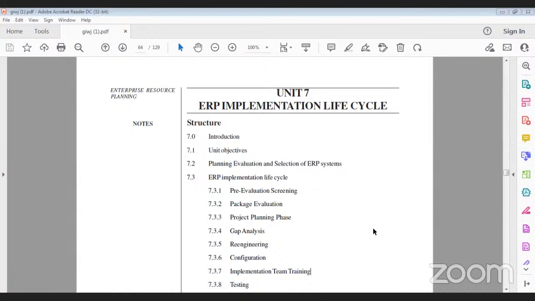In this package evaluation, the goal of the stage is to discover a bundle that is sufficiently adaptable and addresses the affiliation's issues, in the programming that could be changed. Then the next stage is the project planning phase. The next stage is gap analysis, and you will find gap analysis will also be there.